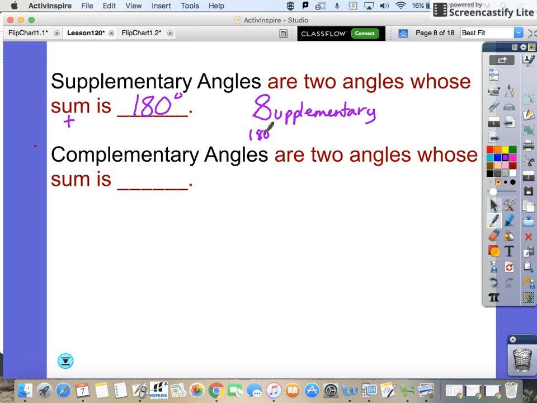The other one is complementary. So complementary angles are two angles whose sum, which is when you add them up, is 90 degrees. Ms. Swenson also has this idea, where if you close off this letter, it looks like a little 90 right here. So I find that really helpful to help me remember which is which.